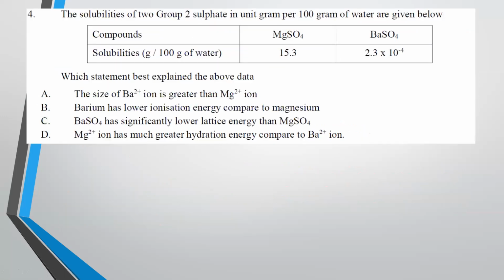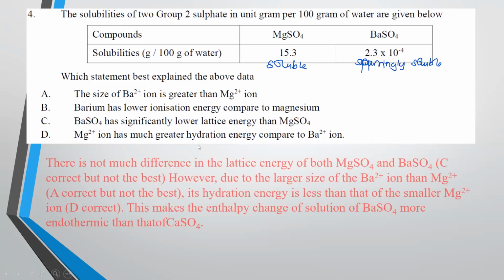Number 4, solubility of the group 2 sulfates in units of gram per 100 gram of water are given below. So you have the compounds MgSO4 and BaSO4. From here you can see that MgSO4 is dissolved, which means it is soluble, whereas barium sulfate has a very little solubility, so it is sparingly soluble. So that is what they are trying to explain to you. Which statement best explains the above data? Number one, the size of the barium ion is greater than that of the magnesium ion, which is actually correct.